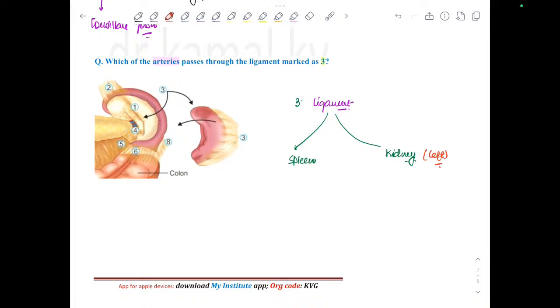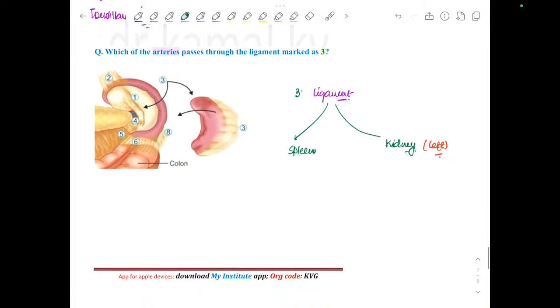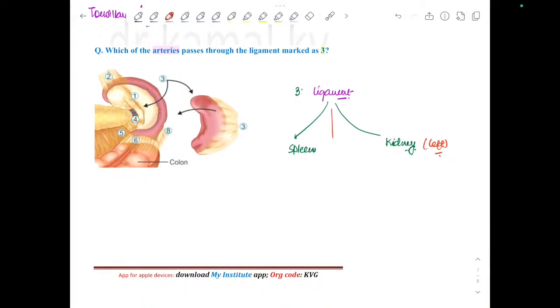So this ligament is connecting the spleen with the left kidney, and therefore the name of this ligament is what? You can call it splenorenal, that is one way, or the other term, lienorenal. Clear? Since it is connecting two structures, the spleen and kidney, you can call it a splenorenal or lienorenal ligament.